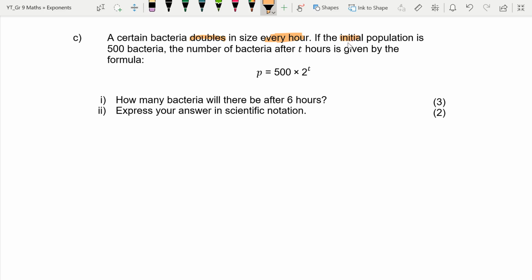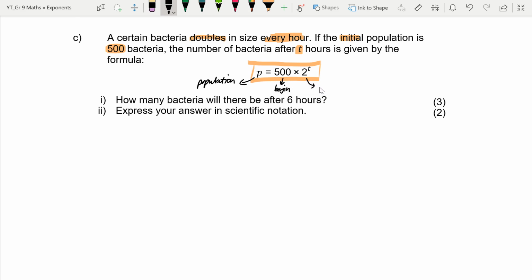If the initial population, so in the beginning, at first, the population of this bacteria is 500. Okay, the number of bacteria after T hours, so that's just a variable representing, it can be 1 hour, 2 hours, 1.5 hours, is given by this formula. Okay, so let's make sense of this. So our P stands for our population of how many bacteria there are. That is the initial amount. So in the beginning, that's how much there was.